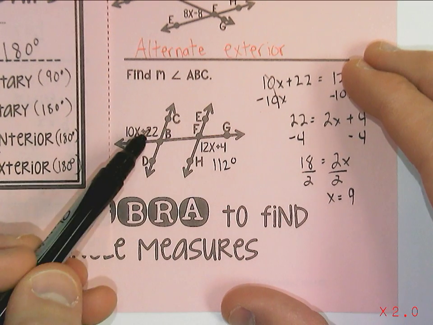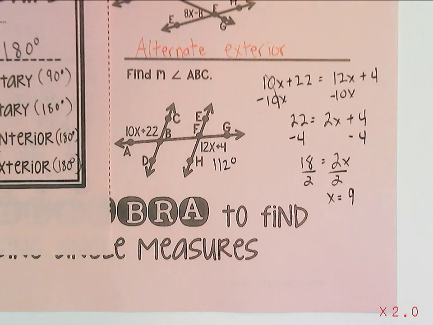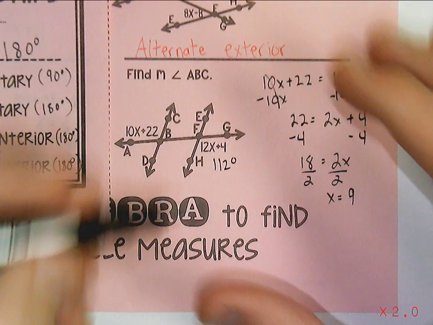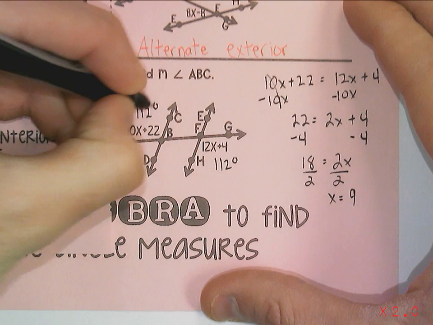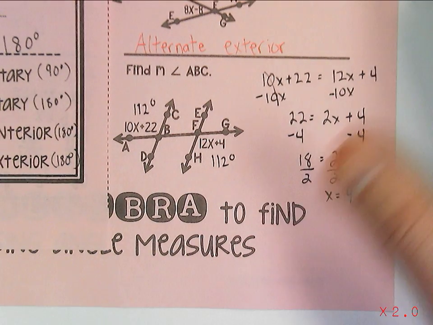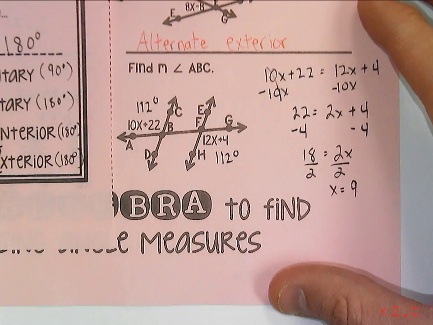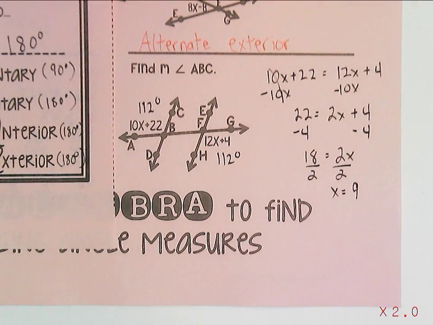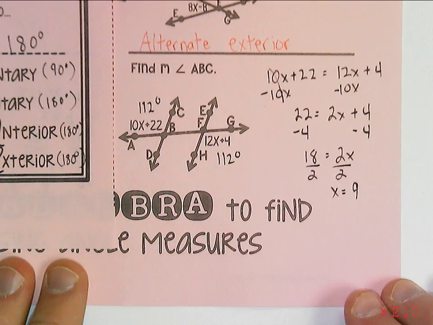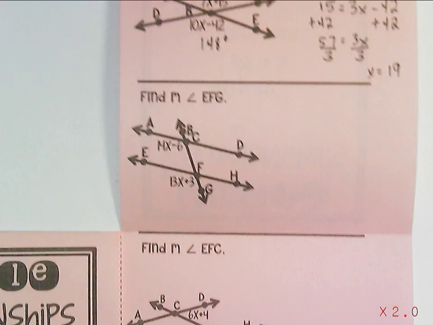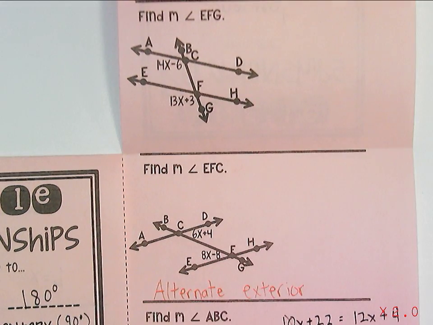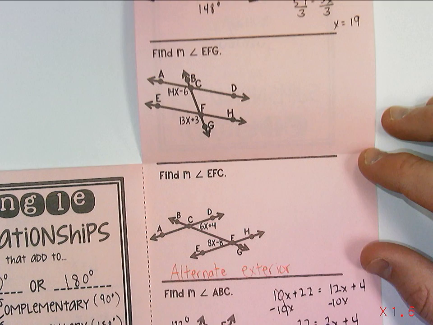And since these are alternate exterior, they should be the same measure. But just to check, let's substitute the value and make sure that angle comes out to 112. So 10 times 9 plus 22 more would be 112. So we would have 90 plus 22 plus another 10 would be 100, plus another 10 would be 110, plus 2 more is 112. So those two work out nicely there. So at this time, what I would do is pause the video and work through example 2 as well as example 3.